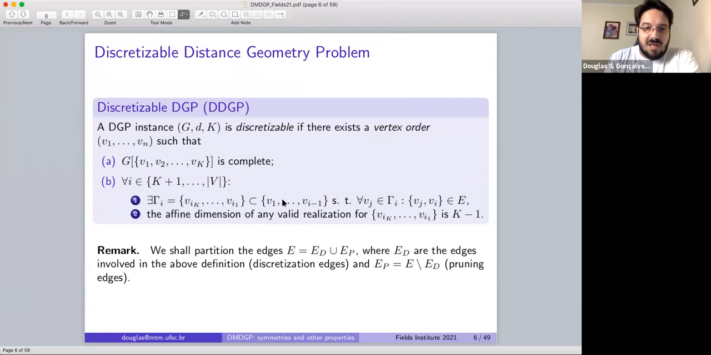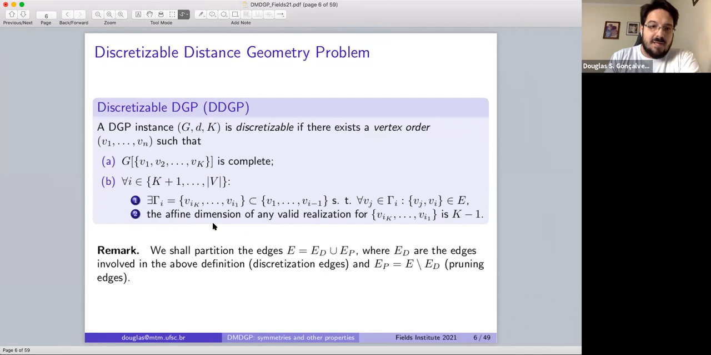And moreover, the positions of these k adjacent predecessors should have affine dimension k minus one. So if we are working in the plane, for instance, it means that the two points cannot be at the same position. If we are in R^3, the three points cannot be collinear, and so on.